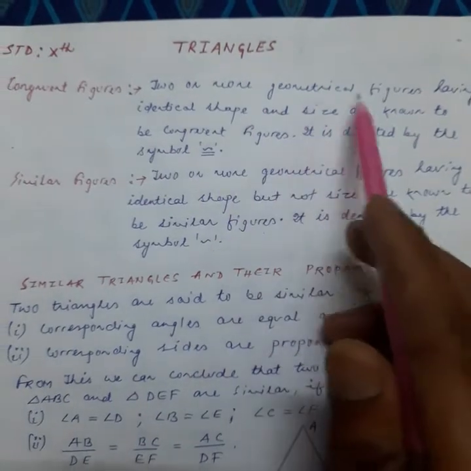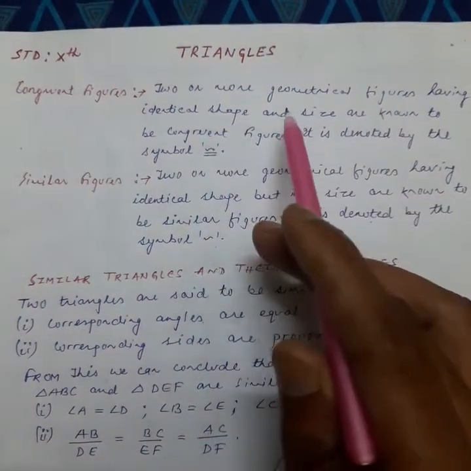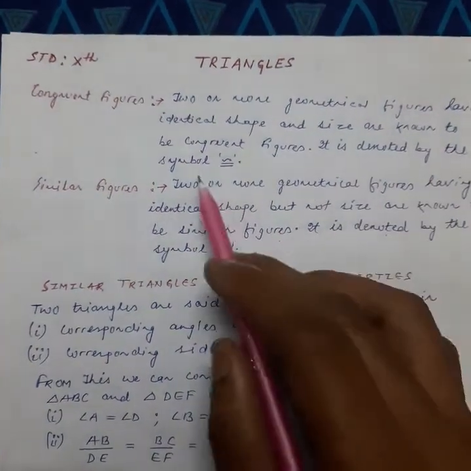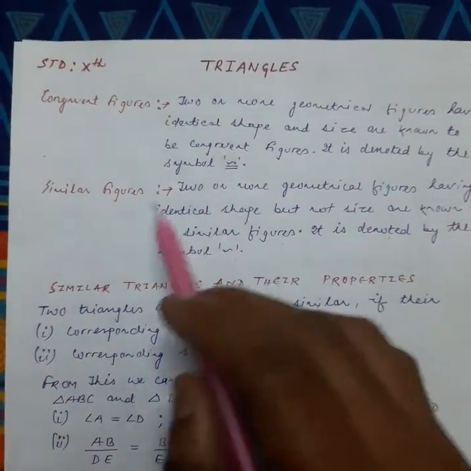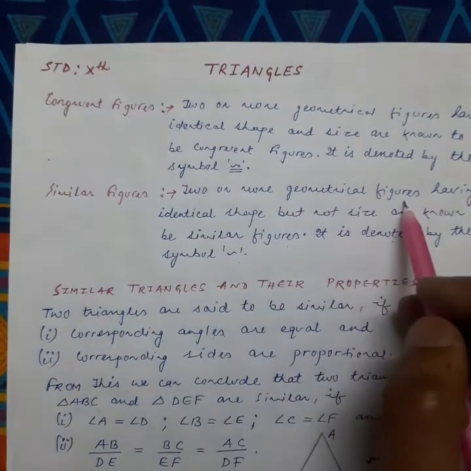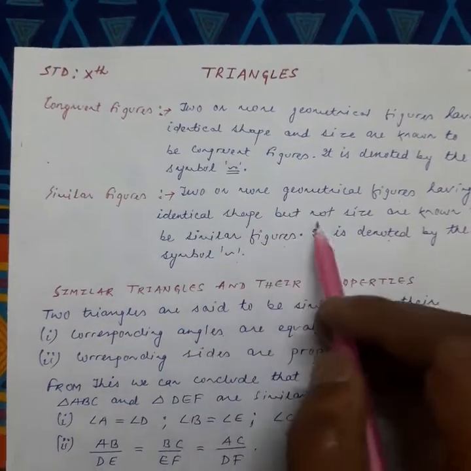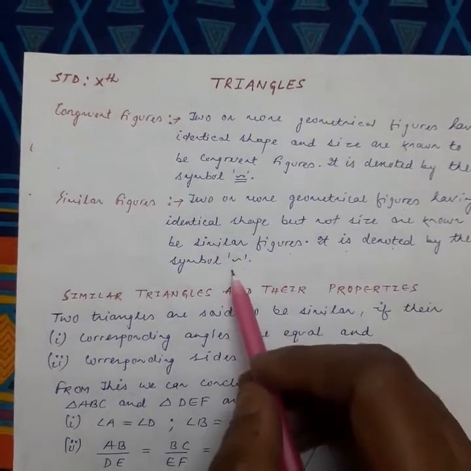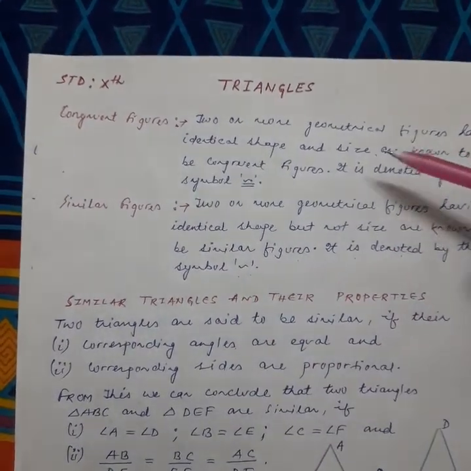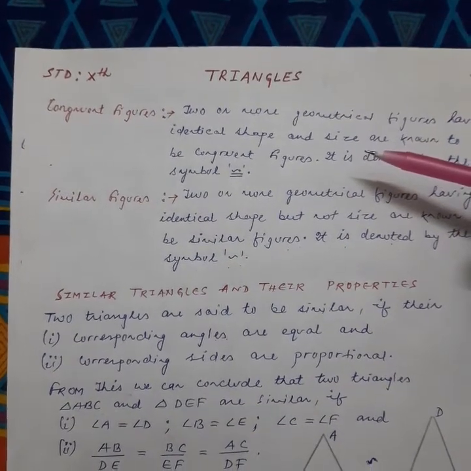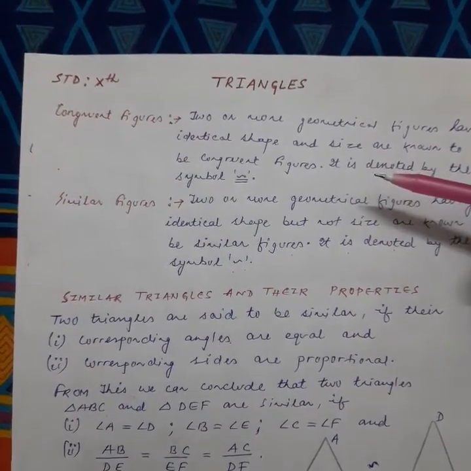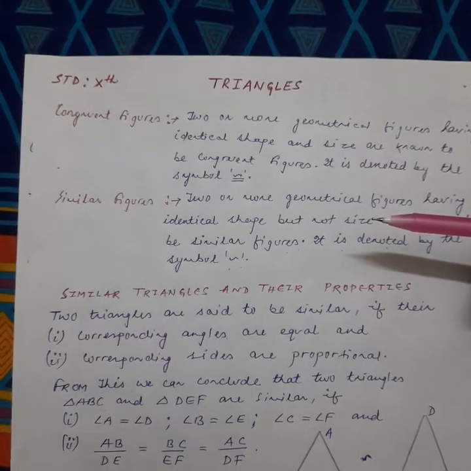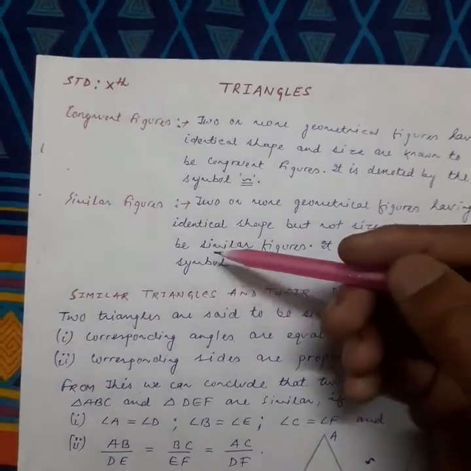Two or more geometrical figures having identical shape and size are known to be congruent figures, and it is denoted by the symbol this one. Similar figures: two or more geometrical figures having identical shape but not size are known to be similar figures. It is denoted by the symbol this. Means if two figures have identical shape and size both, they will be called congruent, and if they only have identical shape, size is not equal, then we can say similar figures.